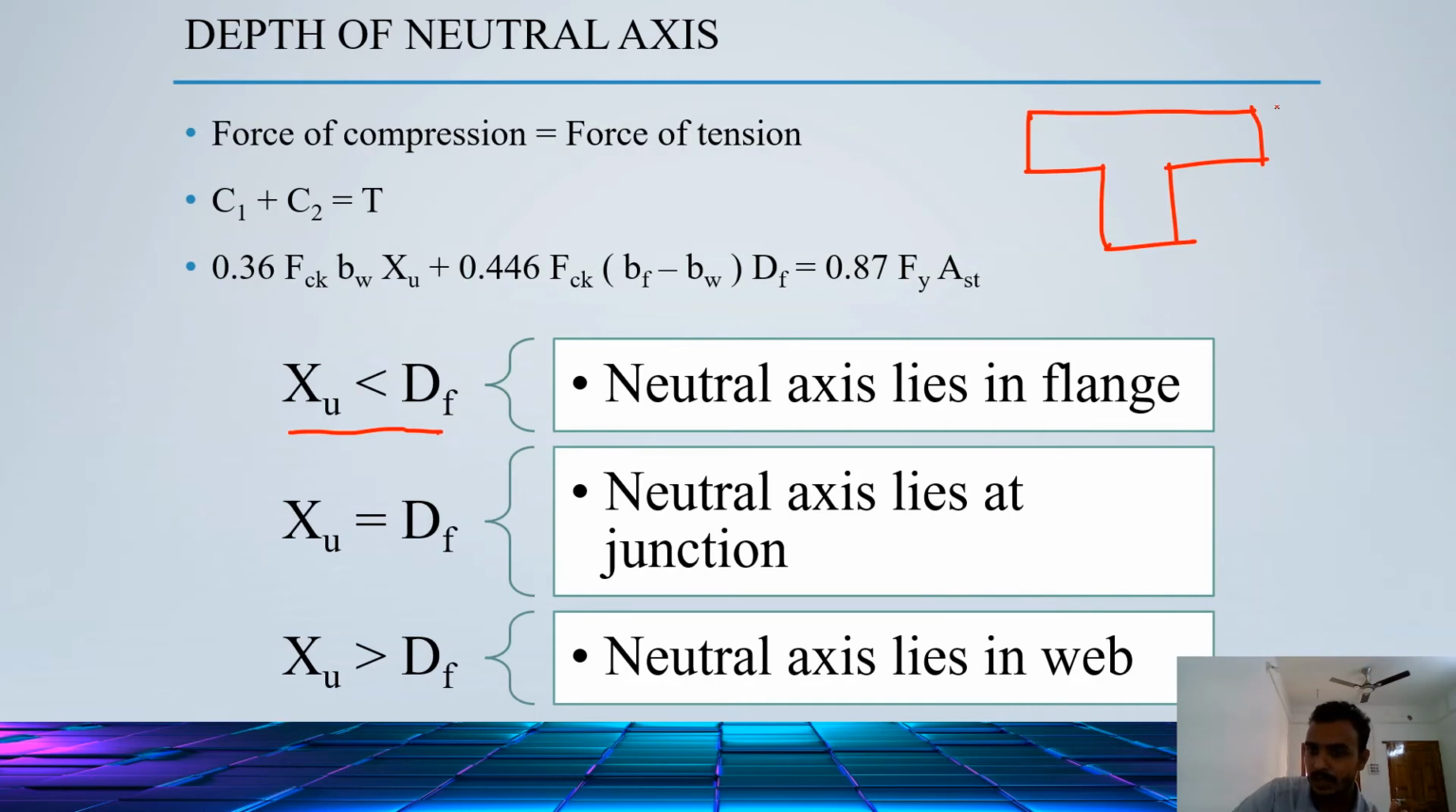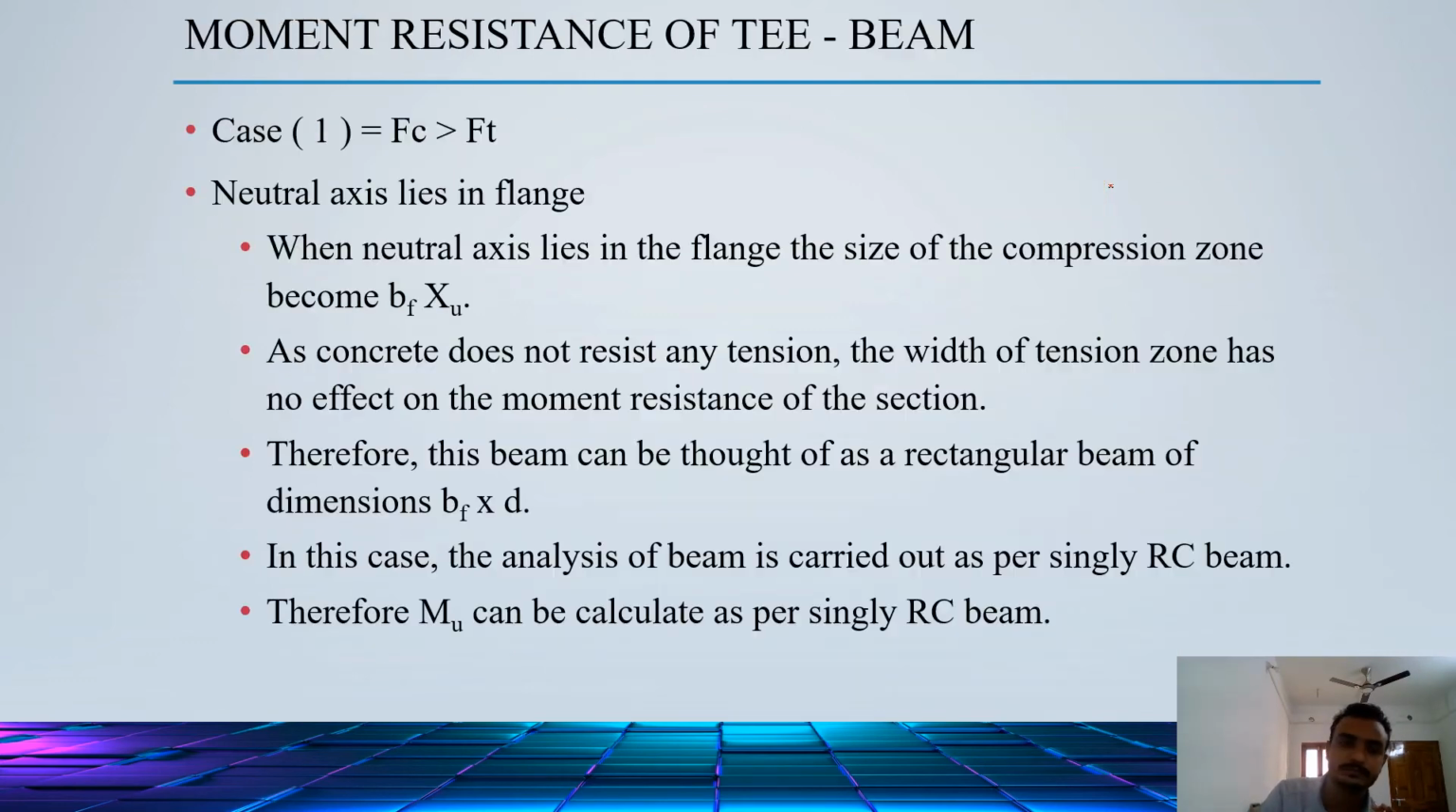A complete figure. Capital Df means what? Overall depth of flange. If Xu less than Df means what? Xu is less than Df. Here is the neutral axis, Xu is here. Xu is the neutral axis depth. If the neutral axis depth is less than the depth of flange, then your neutral axis lies in the flange. If Xu equal to Df, then the neutral axis is at the junction. If Xu greater than Df, then the neutral axis is in the web. Simple, these three conditions. Okay.